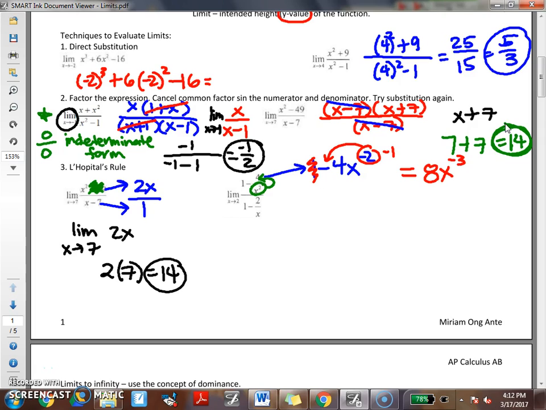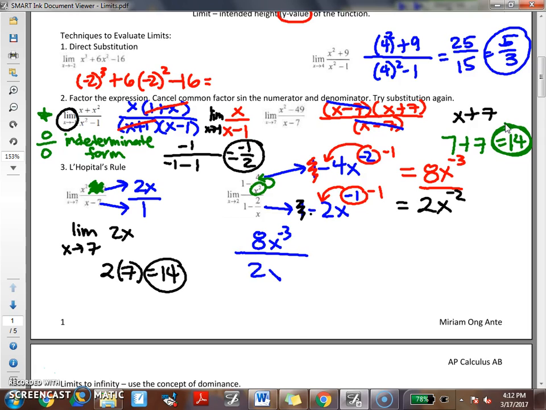This is my new numerator. I'm going to do the same work as the denominator. Rewrite it real quick: 1 minus 2x to the negative 1. Take the derivative, okay? So I'm going to get, this gets killed off. I get negative 2 times negative 1, you get positive 2. Negative 1 minus 1, that becomes your new exponent. So, in short, my new function is 8x to the negative 3 over 2x to the negative 2.